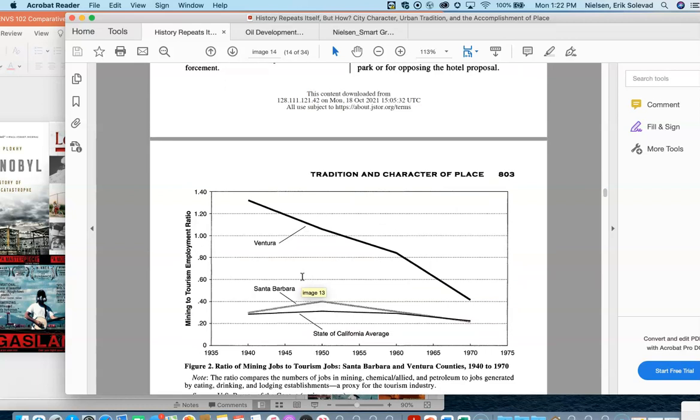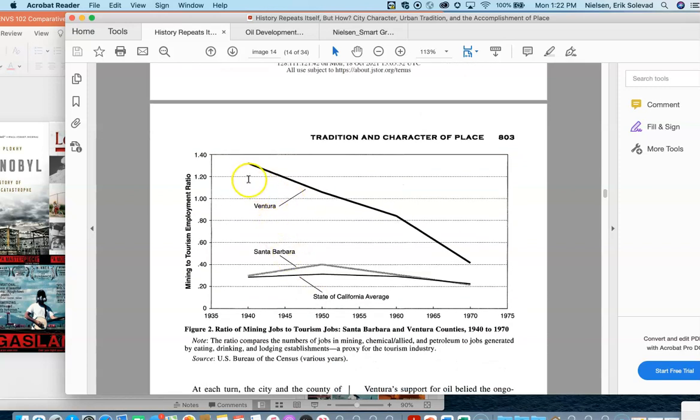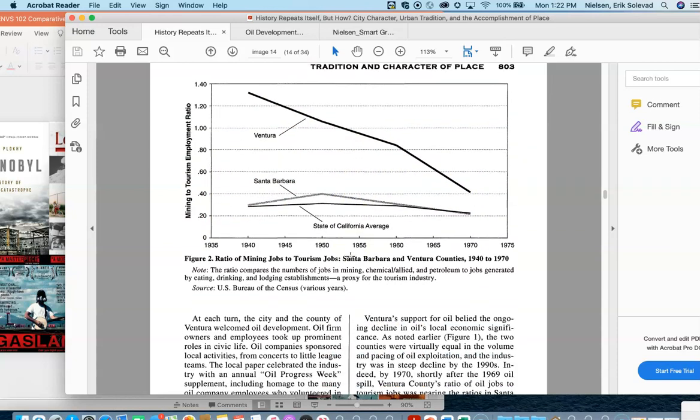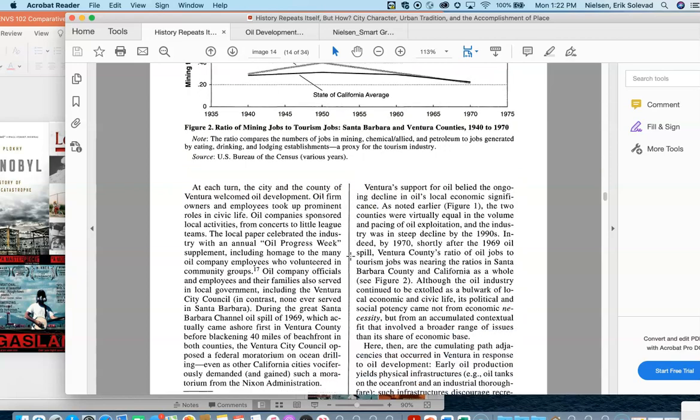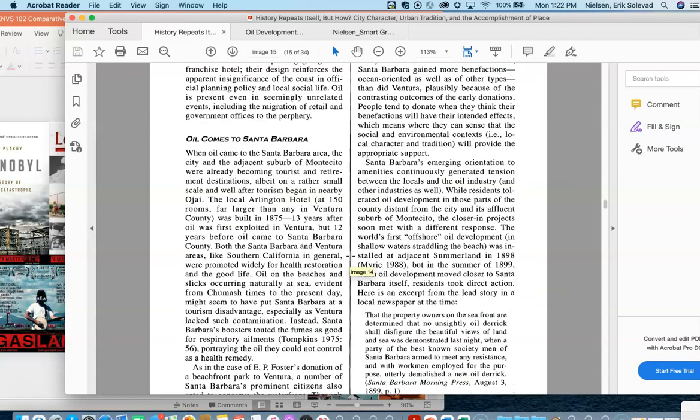You also look at changes that happened amongst the different job sectors. So you see mining to tourism, employment ratio, tourism here mainly, mining here mainly, the drilling of oil, other minerals and stuff like that. And you see a big drop, and pretty much it's dropping down to Santa Barbara levels today. Far fewer people are reliant on the oil industry in Ventura County.